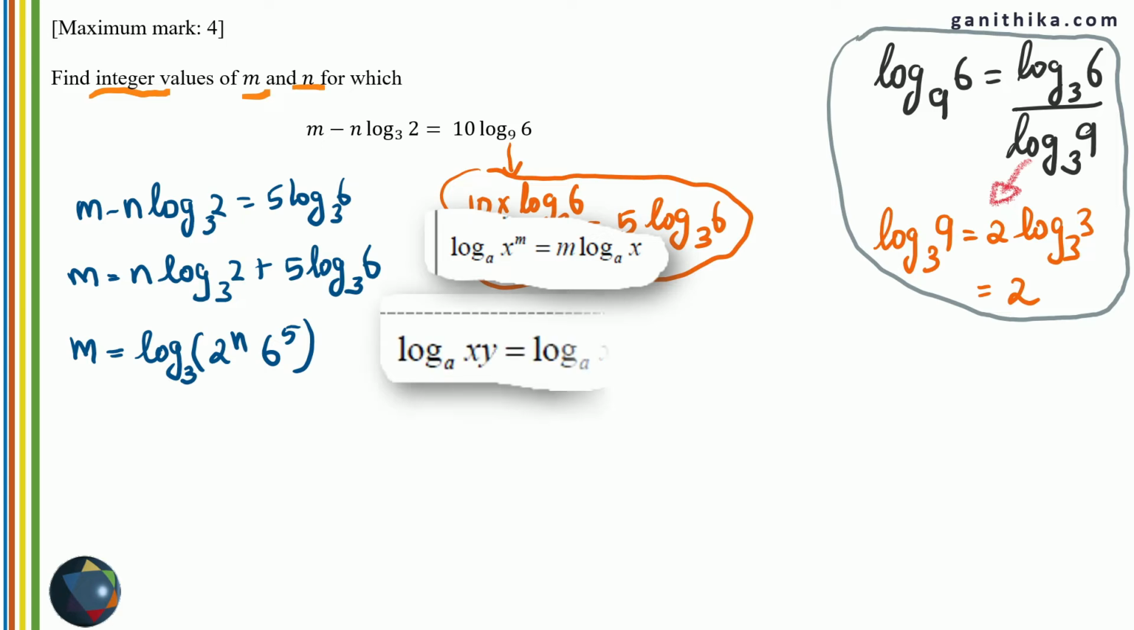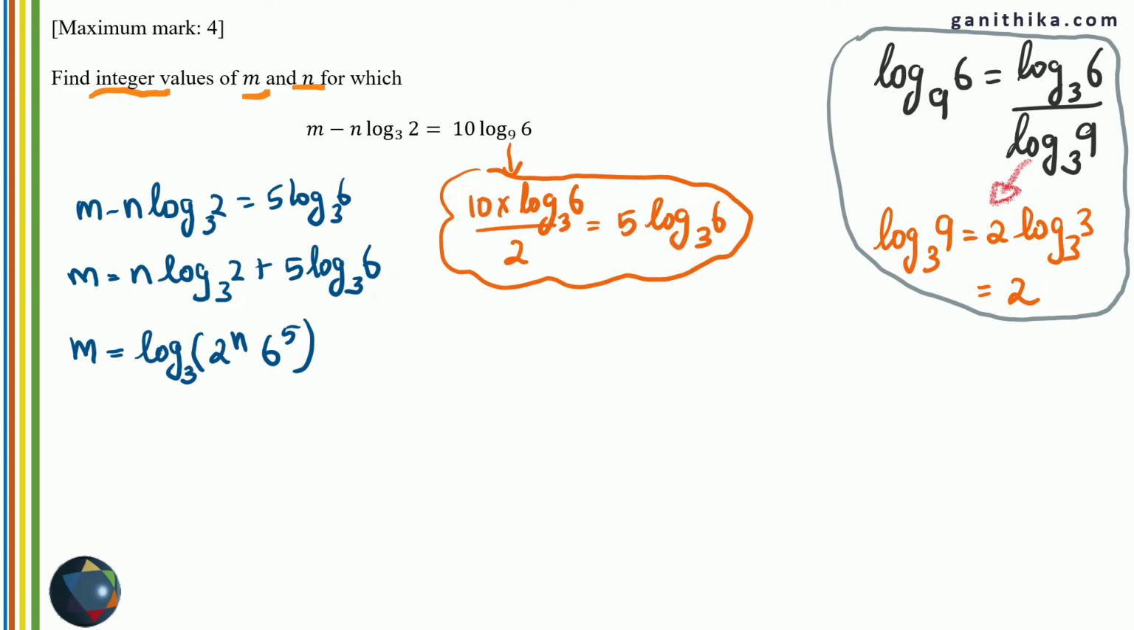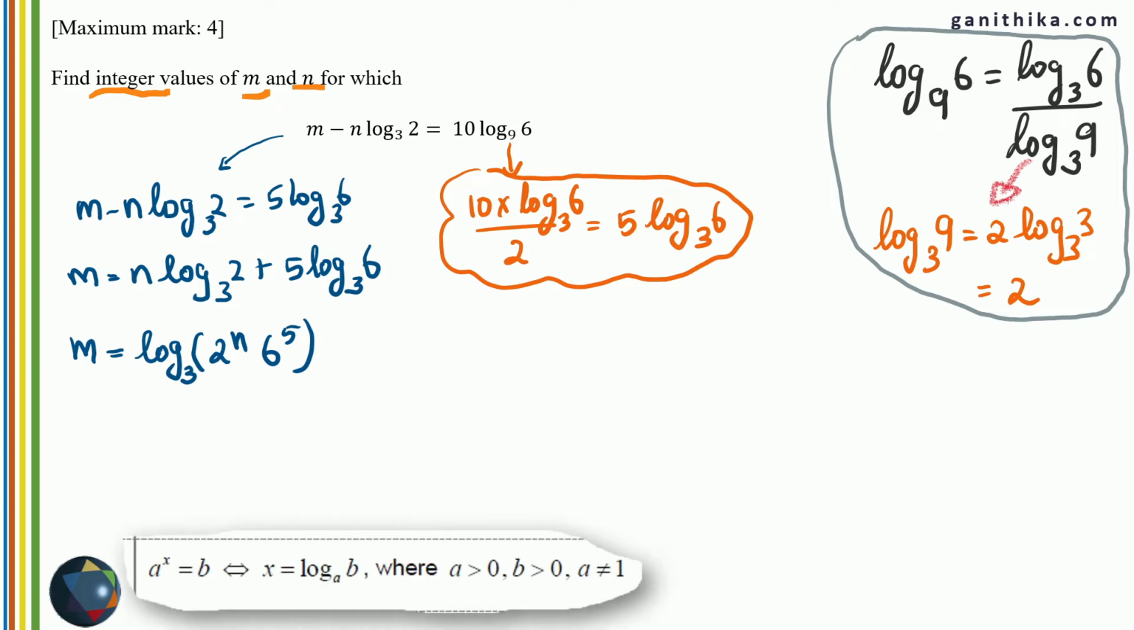And also you can use this formula to simplify this further, making the sum of the logs into the log of a product. So m is equal to log of 2 power n times 6 power 5 to the base 3. Now we have simplified the given expression to m is equal to log of 2 power n 6 power 5 base 3, where you have only one logarithmic term on the right side, one variable on the left side. Now we will use this conversion from exponential to logarithm and logarithm to exponential form. In this case, we will be converting the logarithm to exponential form.